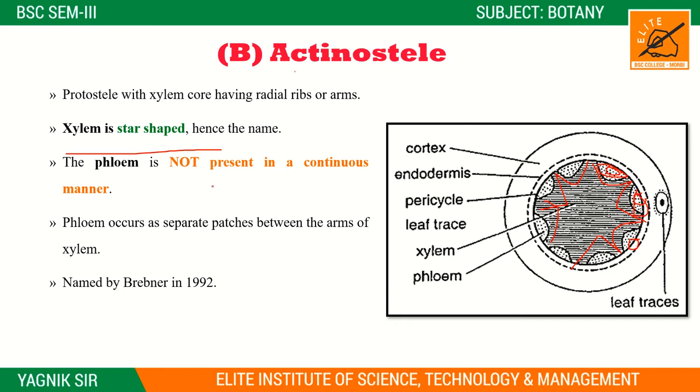અને પેચીસ ક્યાં હશે? Between the arms. So this is the one arm. So here phloem is present. This is the second arm. Here another phloem is present. This is the third arm, right? And here another phloem ring is present. And this actinostele also proposed by the Barbener in the 1992.